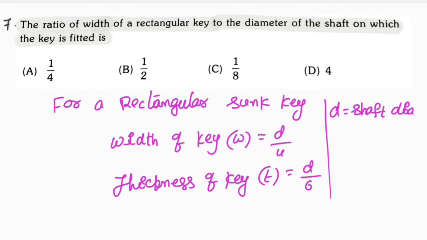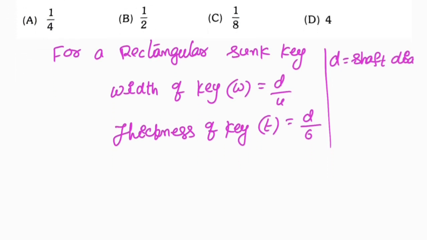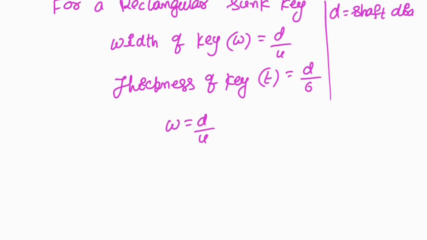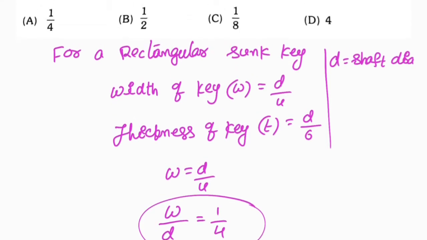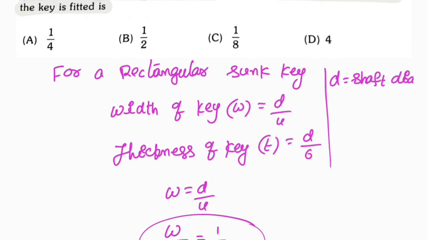But what is asked? The ratio of the width of the rectangular key to the diameter. Since width equals D by 4, the ratio between the width of the key and the diameter of the shaft is 1 by 4. Very simple problem, but it was asked in the ESET exam. So the answer is 1 by 4. Look at the options. The very first option is absolutely correct. I hope you got my point.